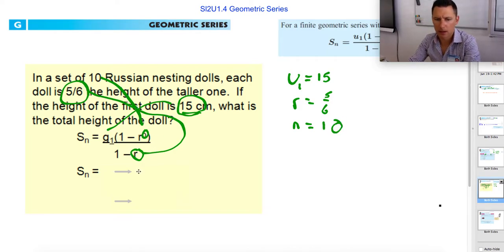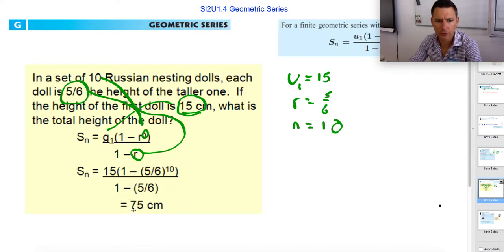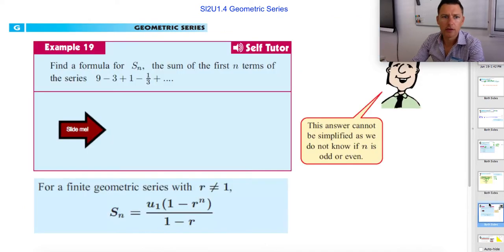Give it a shot. Ooh, ugly formatting, but you should get to 75 centimeters. Try it out.